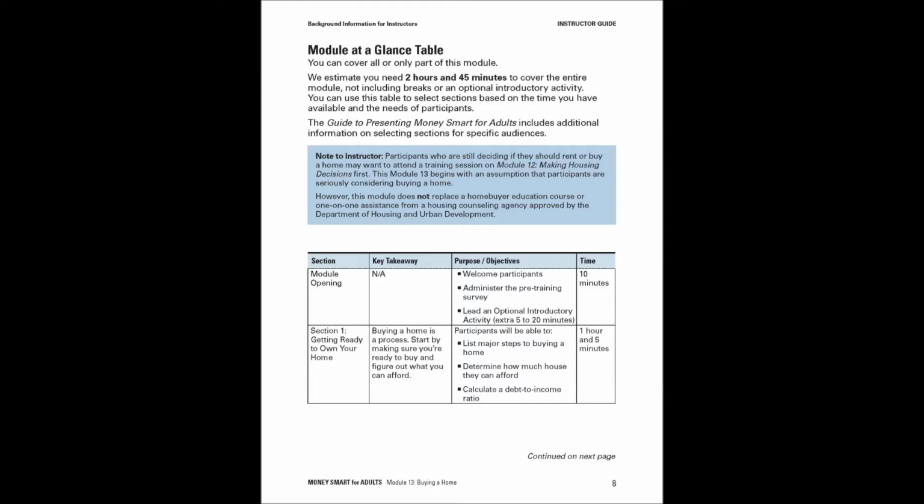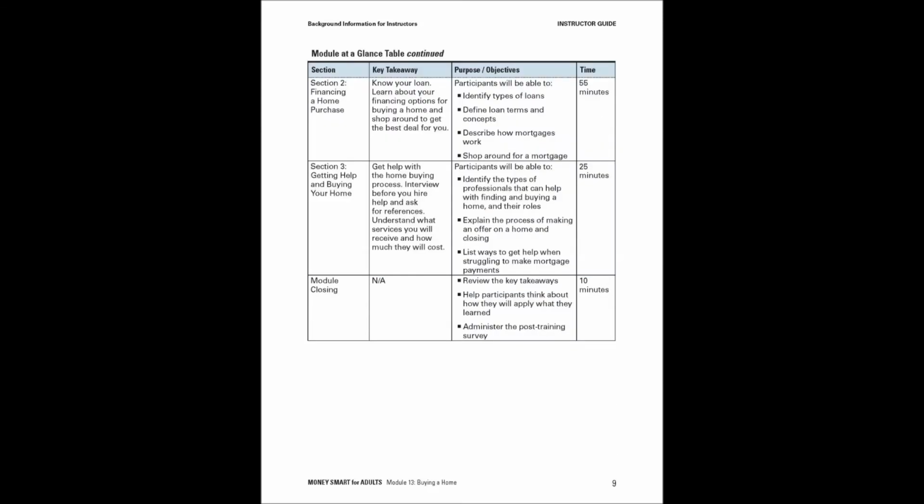Now, as we get into this module at a glance table, you can see here we have the sections, the key takeaways, the purpose and objectives, and the time estimates all laid out for you. What's great about this is, if you're time constrained, you can look at this and determine exactly what is going to be relevant for your particular audience and what's going to be best to present with the time that you have allotted. So here's a tip: make sure you practice going through these sections so that you can really nail down the timing and know exactly how long your training is going to be.